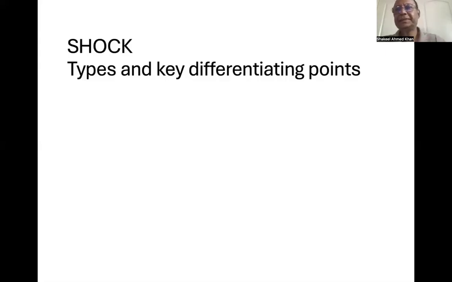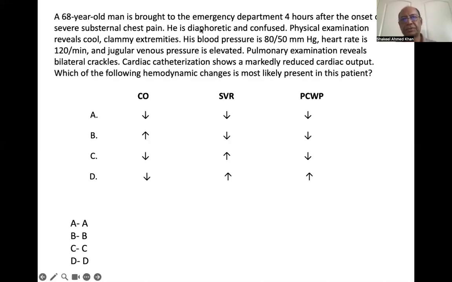Hello. Today we'll be discussing a topic which is very important and very commonly asked in the UCML exams. It is related to shock, the types of shock, and the comparison of different types of shocks, especially cardiogenic shock. First of all, I will show you a small MCQ so we can appreciate how the patient looks in this condition.